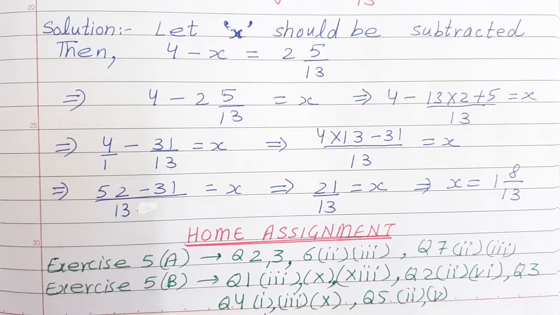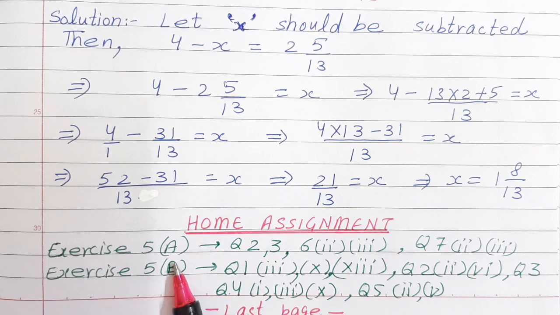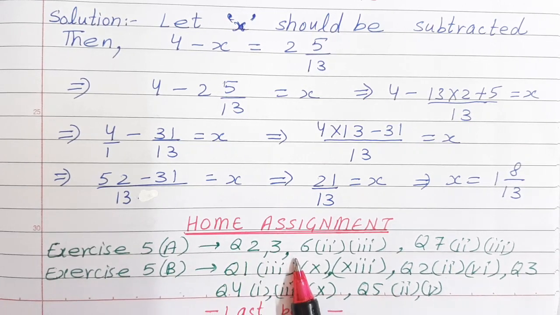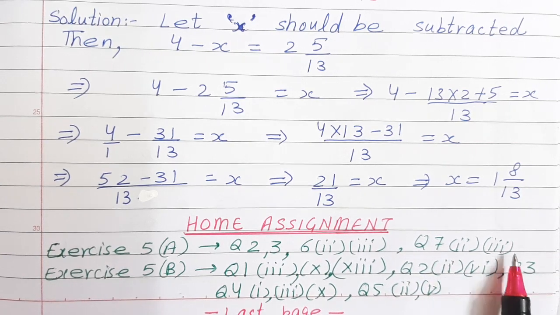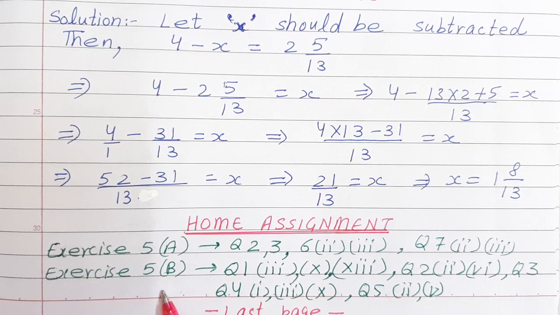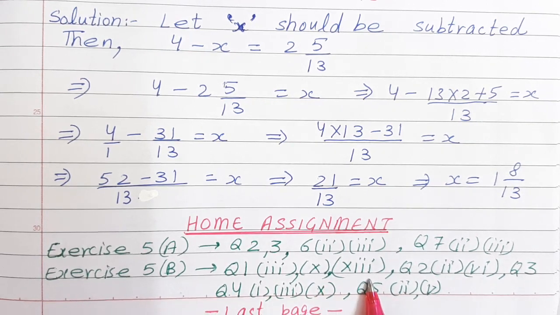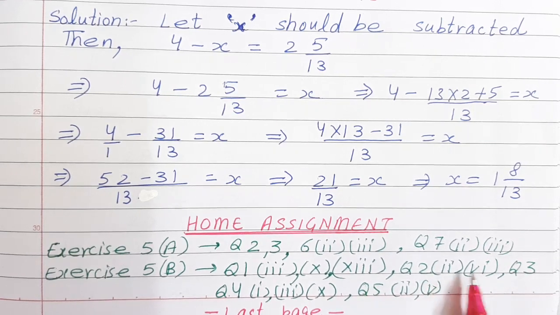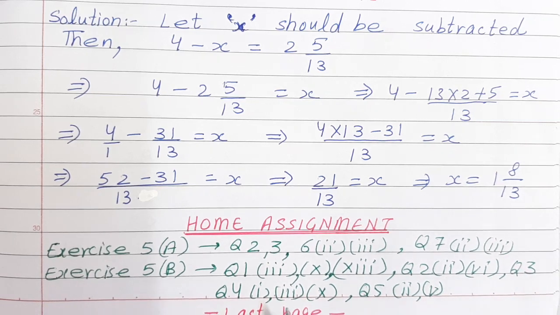Now your assignment is questions from exercise 5A are question 2, 3, 6, second and third part. Question 7 again second and third part. From exercise 5B, question number 1, third, 10th and 13th part. Question number 2, second and 6th part. Question number 3, then question number 4, first, third and 10th part. Question number 5, second and 5th part. Thank you everyone.